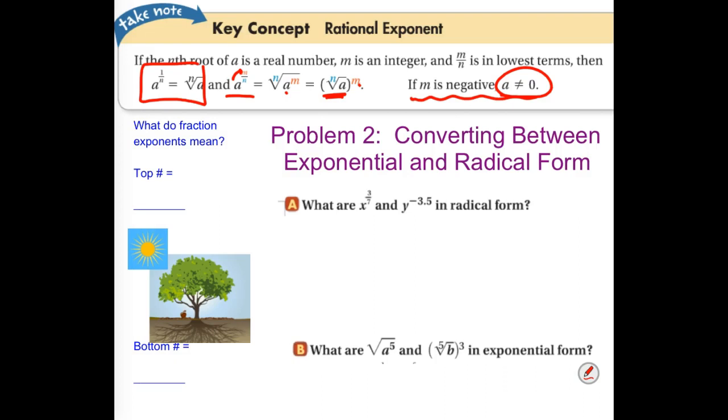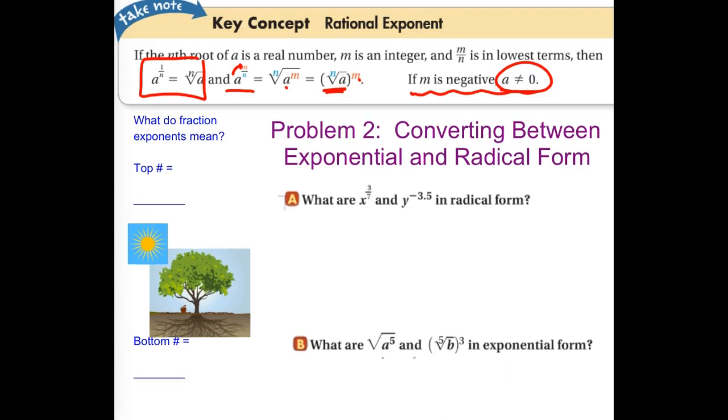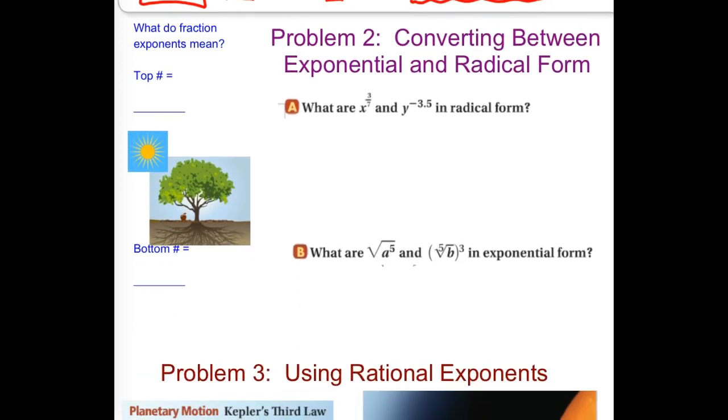Okay. Got a little picture here to help you remember the order. Your top number is going to be your power. Think of the sun as solar power. Sun's up in the sky, it's on the top. Solar power, power's on the top. The roots of a tree are on the bottom. So your bottom number, your denominator, is going to be the root. Top number is your power, bottom number is your root.